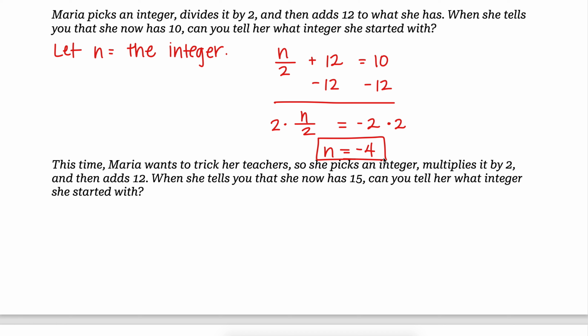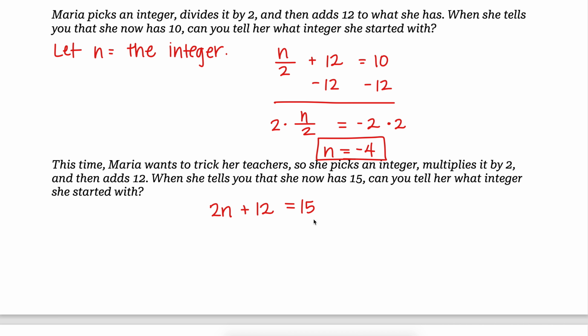Now, she does this again. She said she wants to trick her teachers this time. So she picks an integer, multiplies it by 2, so that's 2 times her integer, then adds 12. When she tells you that she now has 15, can you tell her what integer she started with? Why, yes, it's just solving this equation.